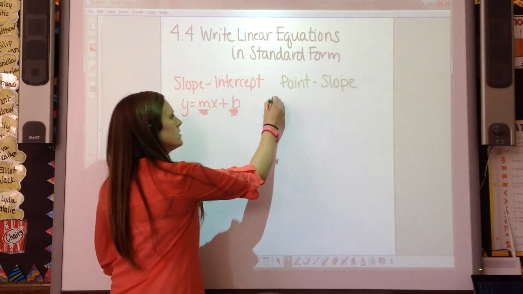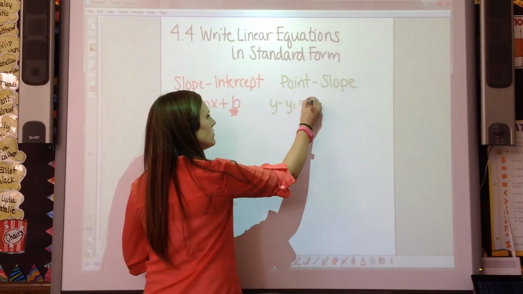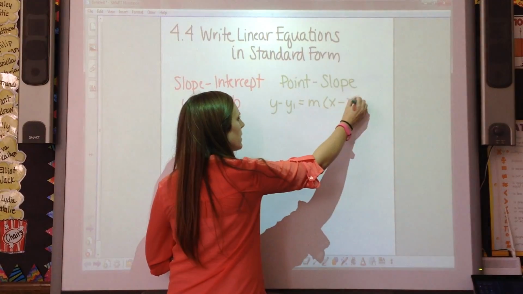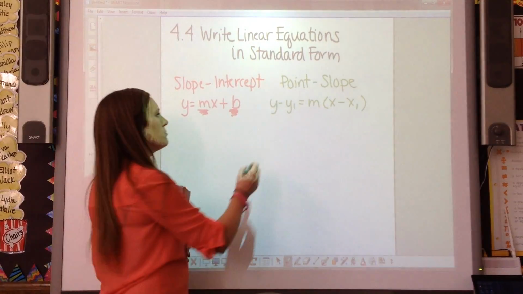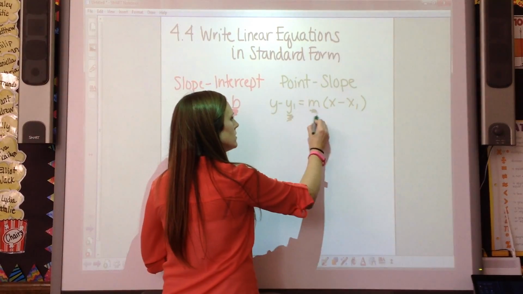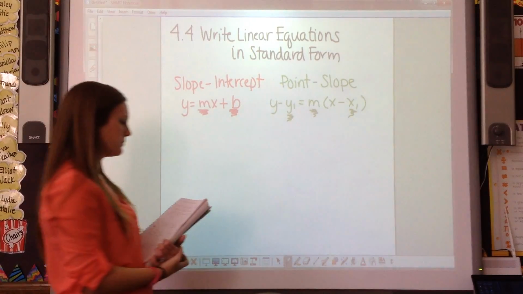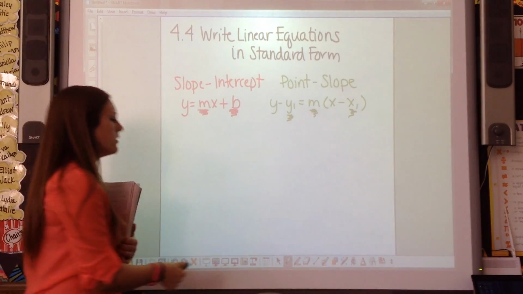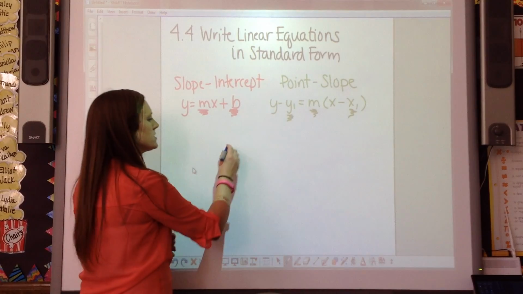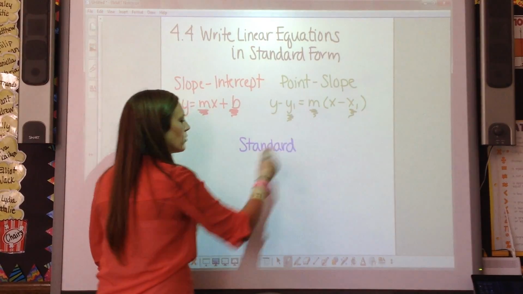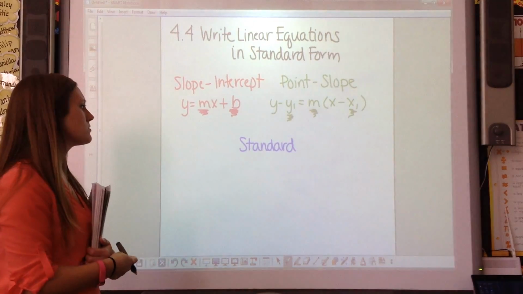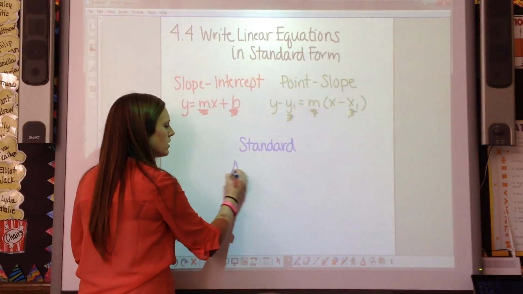Point slope is y minus y1 equals slope times the quantity x minus x1. So in this formula, again, x and y stay, but these values get replaced. In this lesson, we're going to learn more about standard form. We talked about standard form one time this year, real quick. So today we're going to focus more on it.